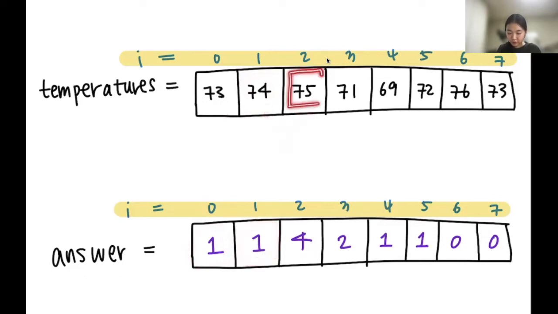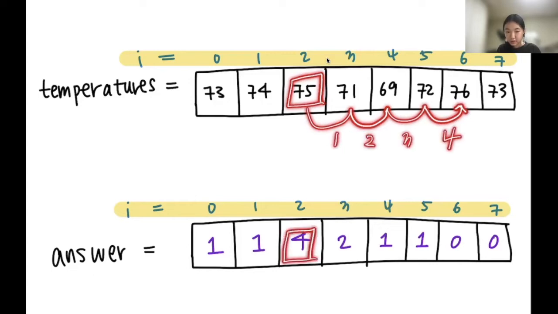And if we go to day 2, if we wait 1 day, the temperature is colder. And if we wait another day, the temperature is still colder. And remember, we are comparing to day 2 right now. And compared to day 2, 72 degrees is colder. So if we wait another day, we get 76 degrees, which is finally warmer than 75. So that is 1, 2, 3, 4 days of waiting, which is why we have 4 right here.